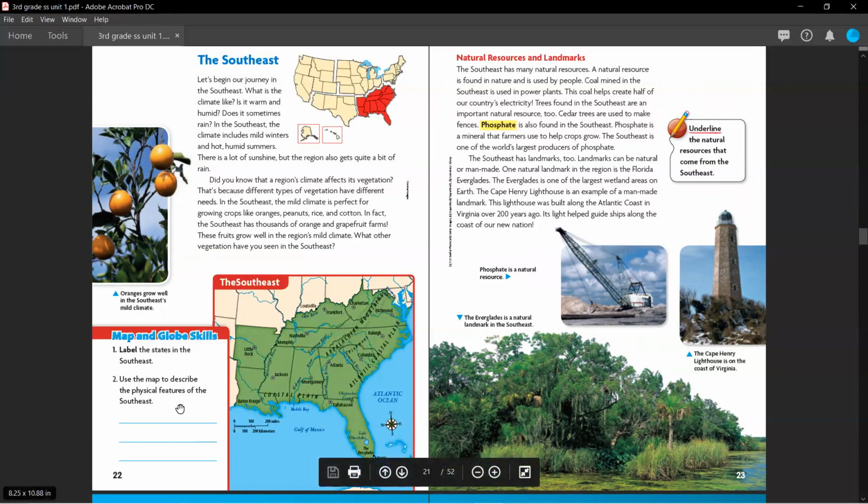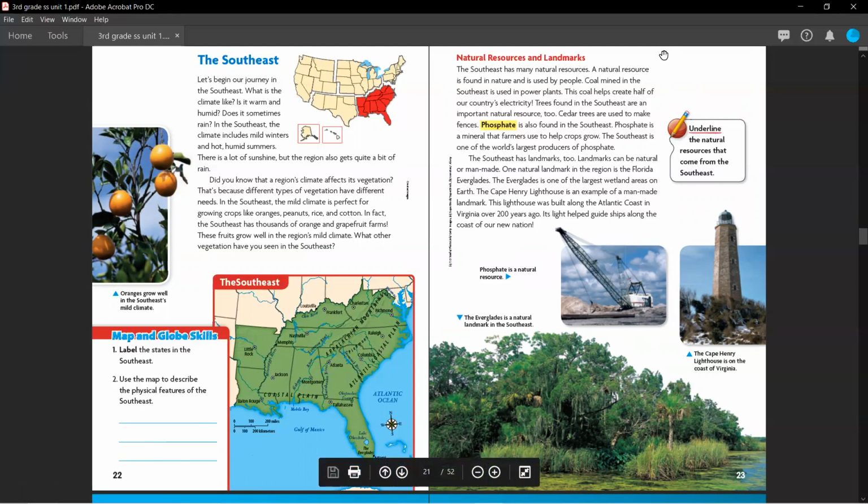For number 2, use the map to describe the physical features of the Southeast. So take a look at the map and list what you're seeing over here. What are some of the physical features? Remember, physical features talk about the land and the water that's in the area. We're not talking about the capital cities. We're not talking about landmarks. We're talking about the actual earth when we're talking about physical features.